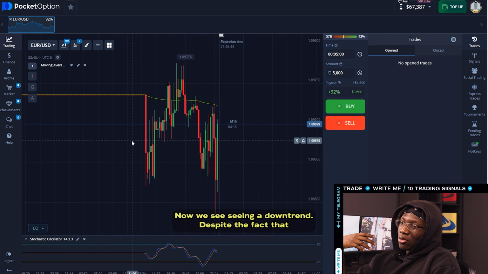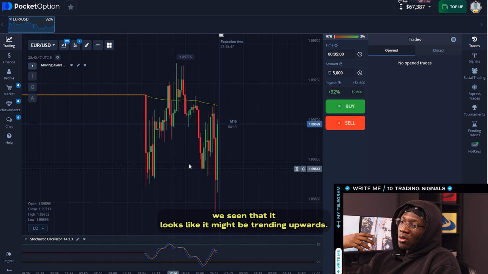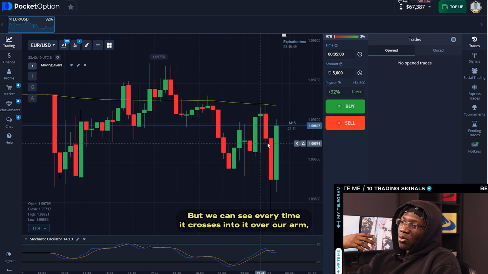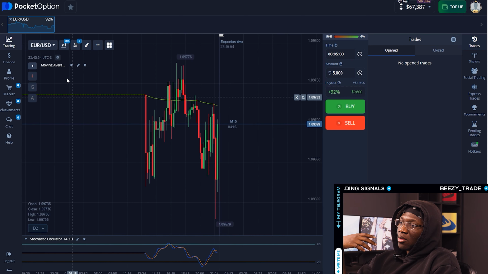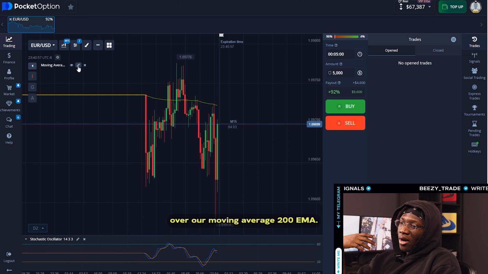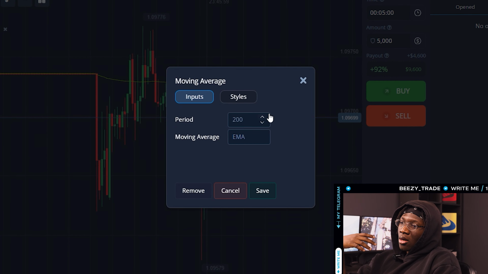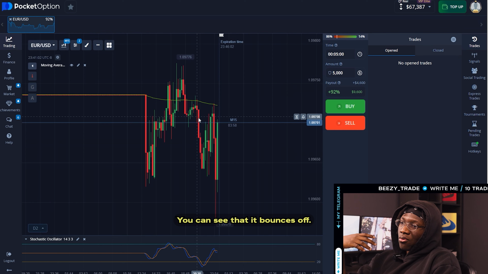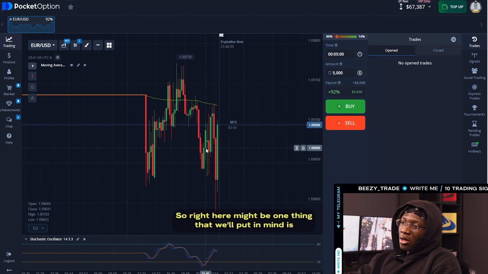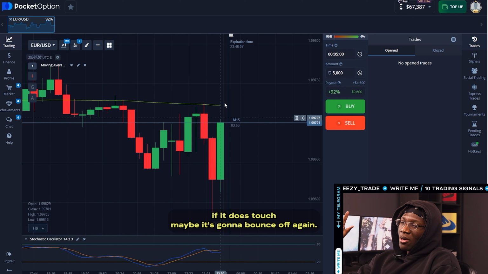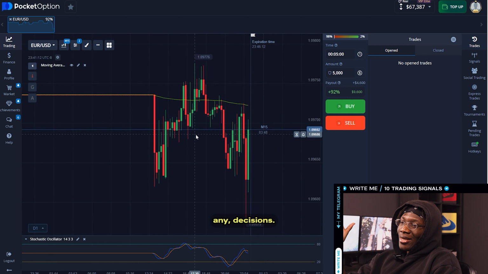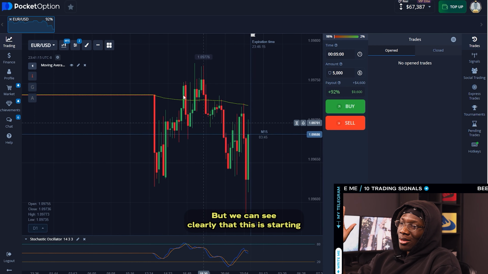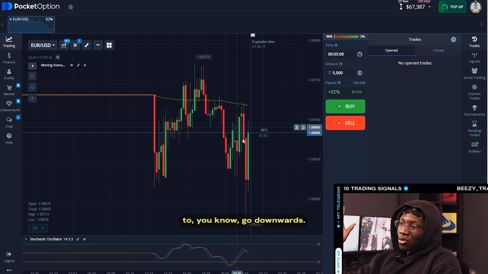Now we're seeing a downward trend, despite the fact that it looks like it might be trending upwards, but we can see every time it crosses over our moving average, the 200 EMA, you can see that it bounces off. So right here might be one thing that we'll keep in mind: if it does touch, maybe it's gonna bounce off again. Now that is not enough for us to make any decisions, but we can see clearly that this is starting to go downwards.